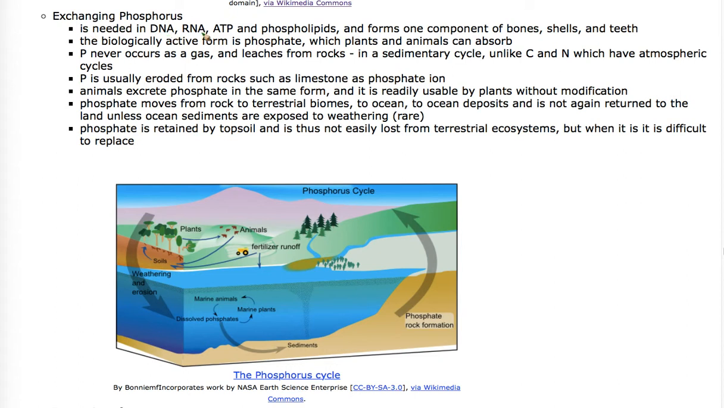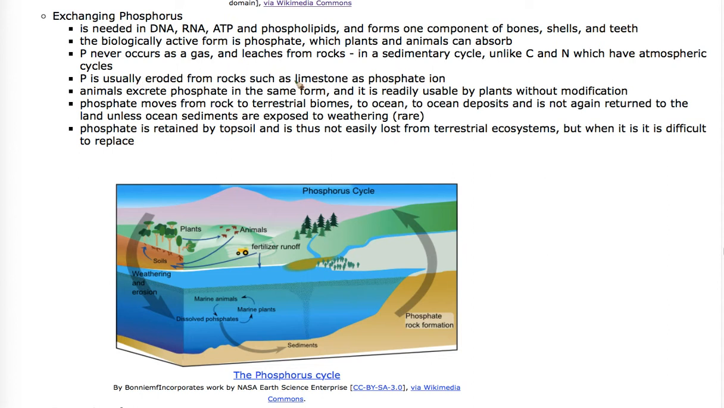So phosphorus is needed in DNA, RNA, ATP, and phospholipids. It's also a major component of the matrix structural material of bones, shells, and teeth. The biologically active form of phosphorus is phosphate, PO4, usually HPO4, which plants and animals can absorb. P never occurs as a gas, and it always leaches from rocks, and it's what we call a sedimentary cycle, unlike C, N, and the other atmospheric cycles.